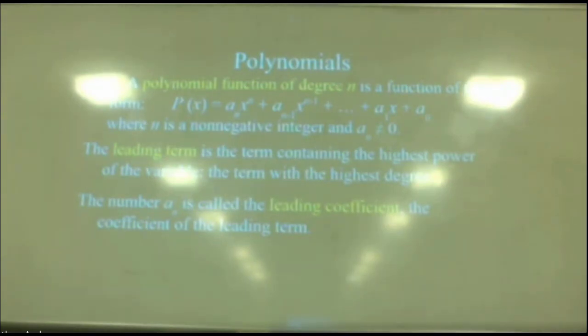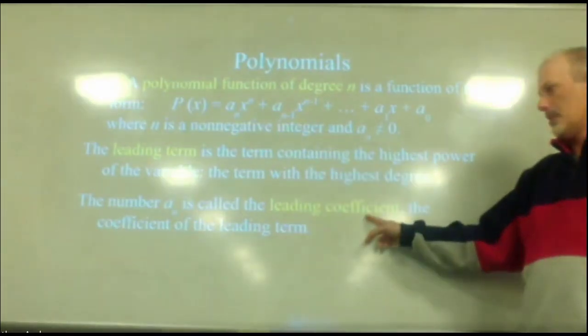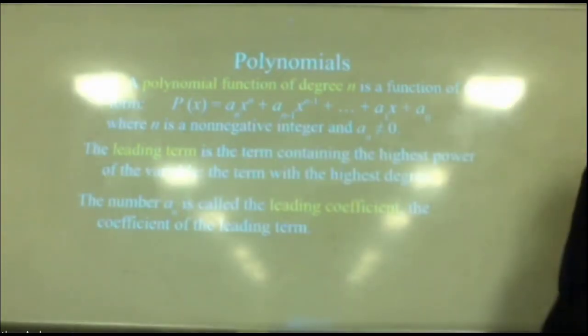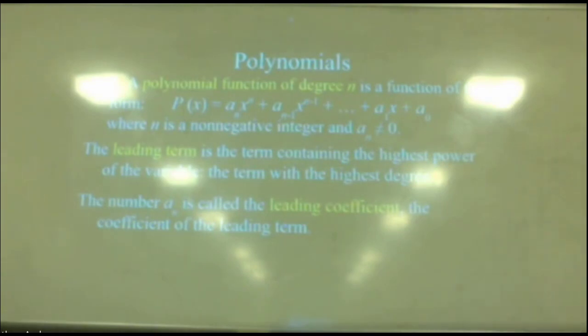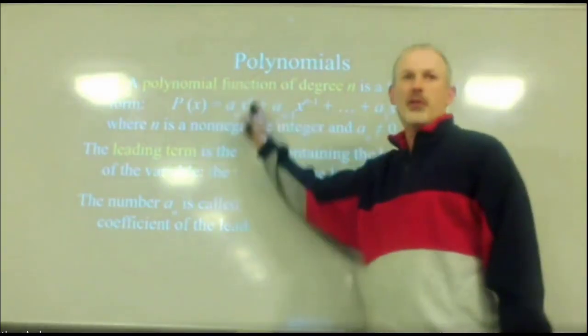The number a sub n is called the leading coefficient. So again, the leading one, that's the first one, the one in the front, and then the coefficient is the number, and that's the coefficient of the leading term. So again, a couple more words to look at there, vocabulary. But when we talk about the leading, we're talking about this first one, the one that has the highest power.